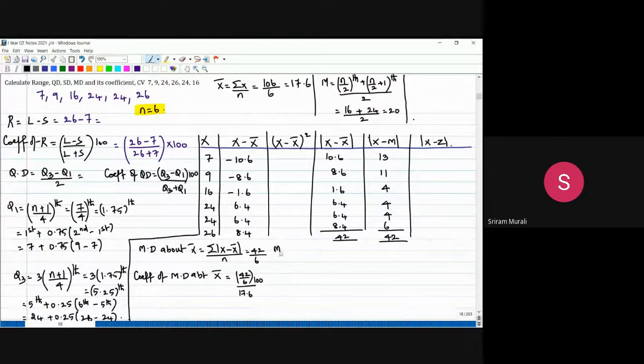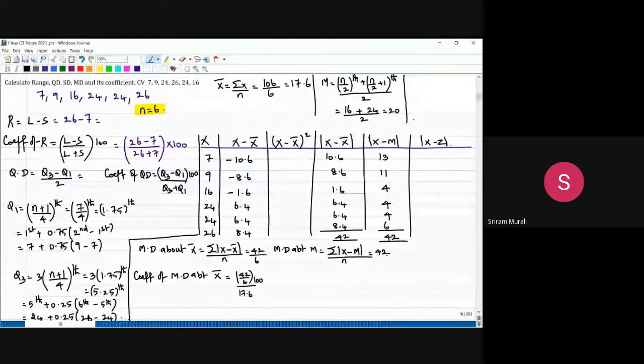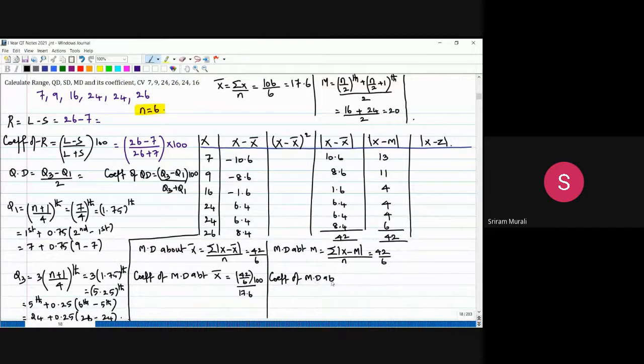Next, MD about median. MD about median is sigma of modulus x minus M divided by n. It is also again 42 by 6. Then the coefficient of MD about median is equal to 42 by 6 divided by the median, 20, into 100.